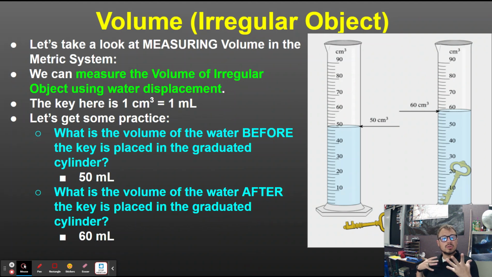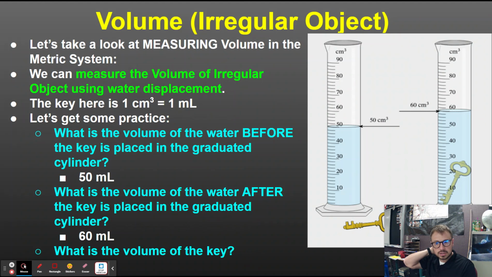So think about getting into a bathtub. When you get in a bathtub, that water rises. Well, it's the same thing for all objects. You're displacing the water. So if I want to find out how much space that object takes up, how much water that object displaced, I just subtract them. I take the final amount, 60 minus 50. Well, that is going to be 10 milliliters or 10 centimeters cubed.